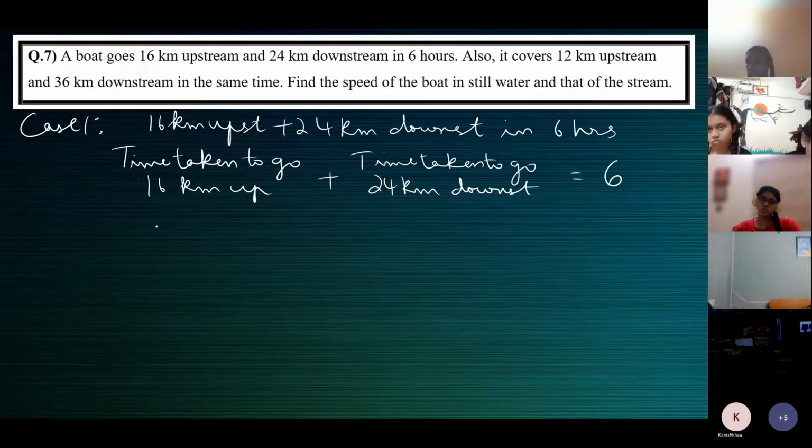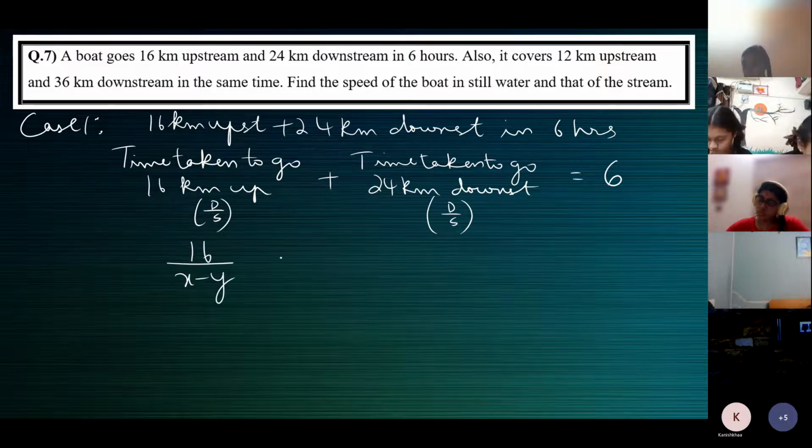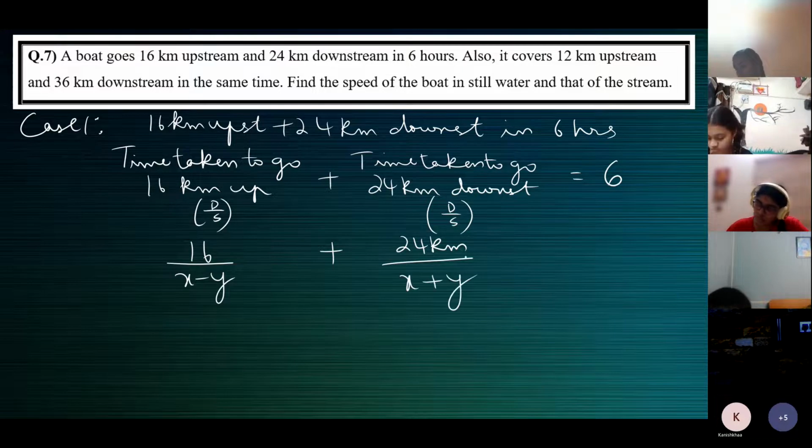How do you find time? Distance by speed. So distance is 16 kilometers by speed upstream, x minus y, plus distance 24 kilometers by speed downstream, x plus y, is equal to 6.